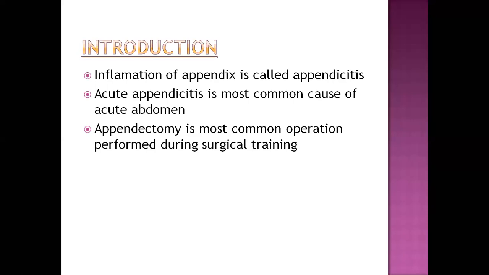Introduction: inflammation of the appendix is called appendicitis. Acute appendicitis is the most common cause of acute abdomen. The most commonly performed operation in general surgery is the appendectomy, which surgeons usually do during their surgical training.